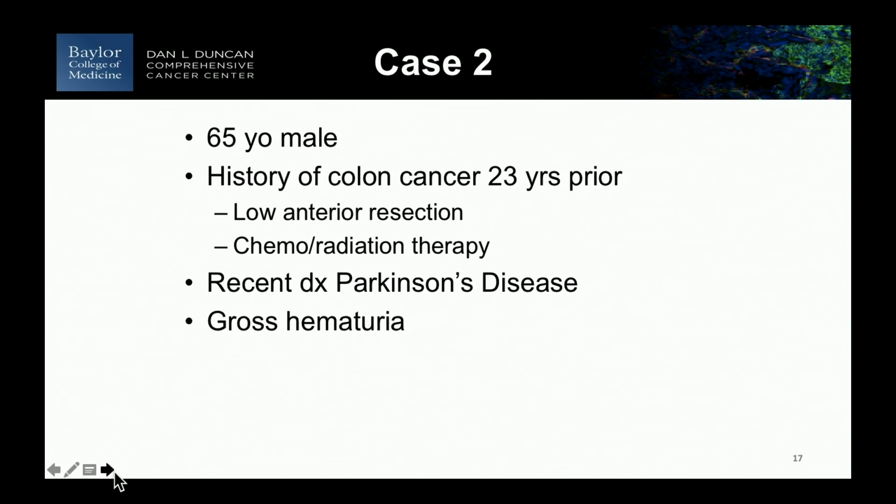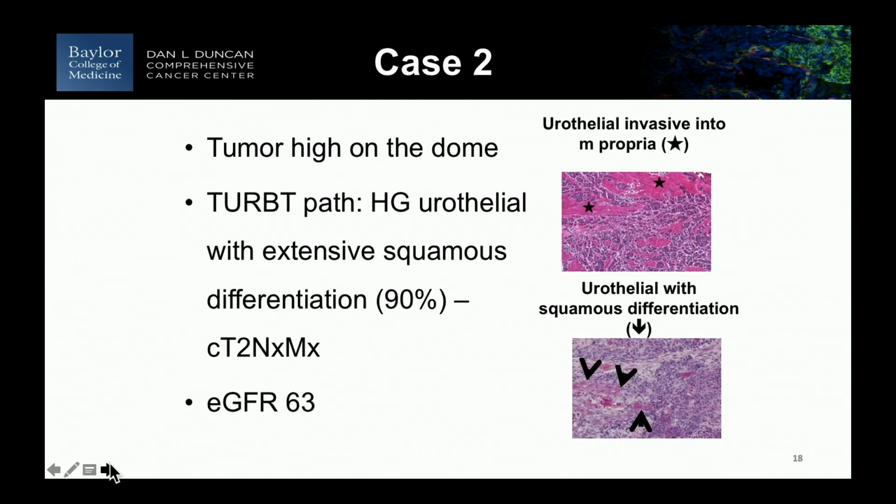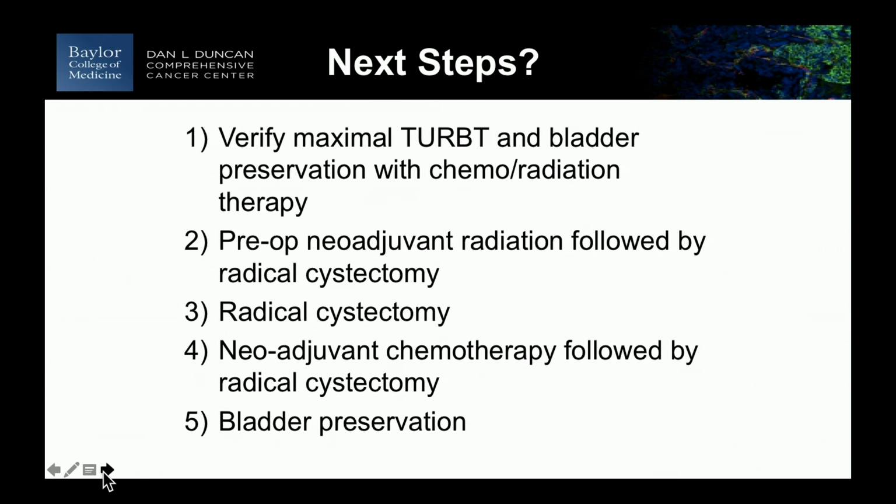So this is a patient of mine, 65 years old, colon cancer, remote history. You can see he's got a hostile pelvis, and I can tell you that his Parkinson's disease is reasonably well controlled. So he presents with gross hematuria, has a high-grade urothelial cancer, extensive squamous differentiation, 90%. So the percent could matter. He's got an adequate eGFR for platinum. You can see the detrusor muscle bundles admixed with the tumor, and these are areas of squamous differentiation highlighted by the arrows. So next steps.